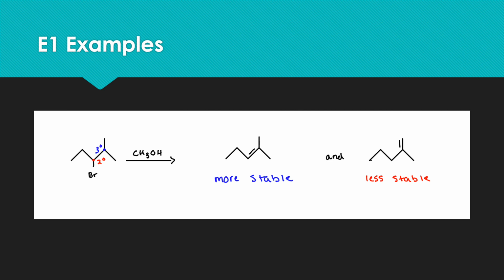Here we can see that the double bond has formed between the tertiary and secondary carbon, but the less stable and minor product would be a double bond between the tertiary and methyl carbon. So our answer is the more stable double bond between the secondary and tertiary carbon.